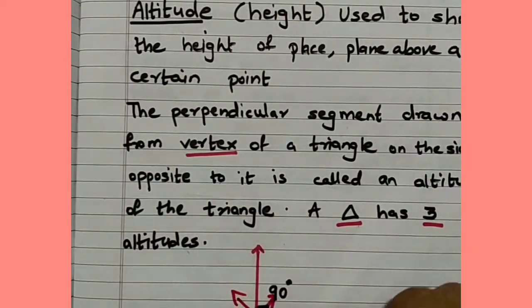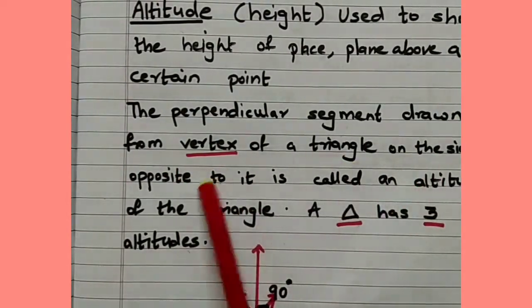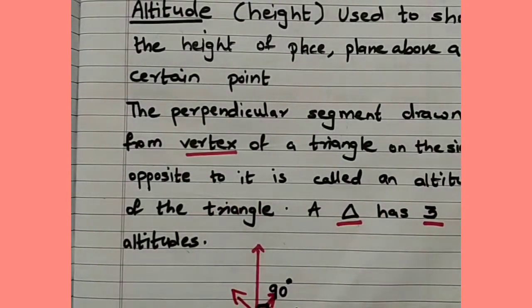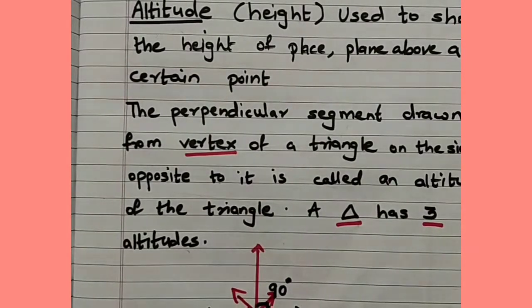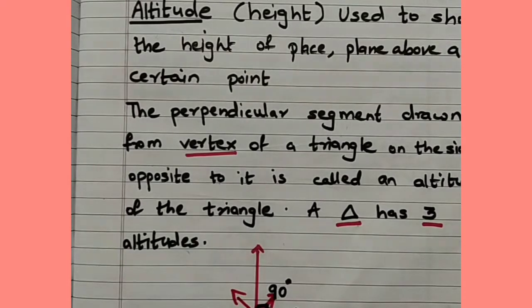Now see here, the perpendicular segment drawn from a vertex of a triangle to the side opposite to it. So this is also a perpendicular, remember, like this, but it starts from where? From any vertex of the triangle. You know a triangle has three vertices.